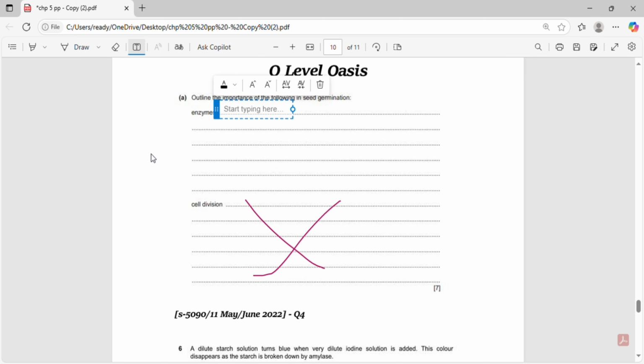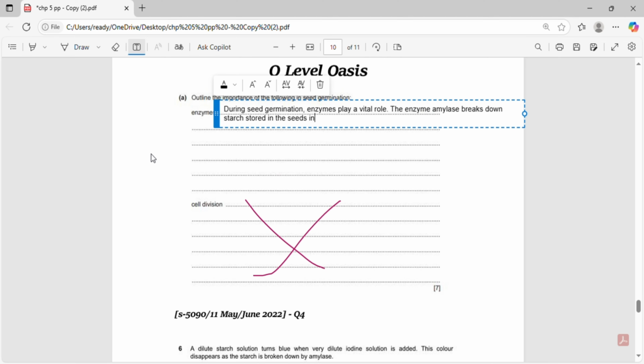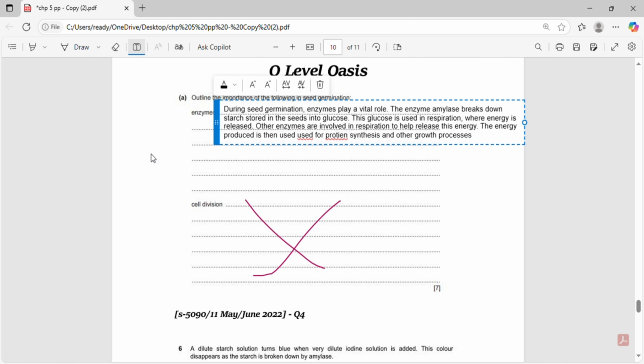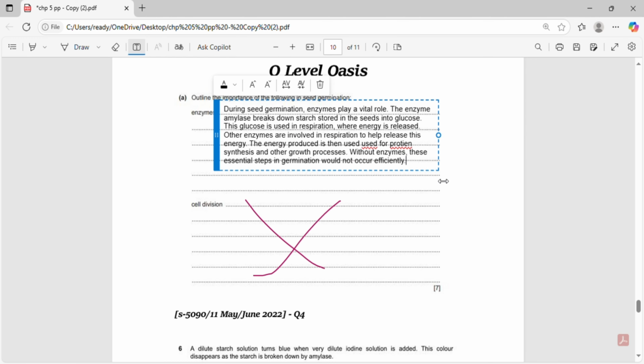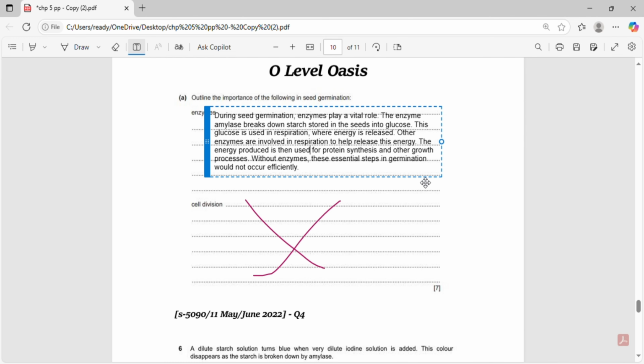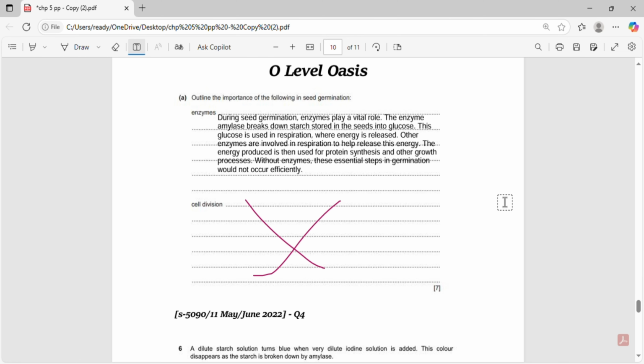So, we will simply write, during seed germination, enzymes play a vital role. The enzyme amylase breaks down starch stored in the seed into glucose. This glucose is used in respiration, where energy is released. Other enzymes are involved in respiration to help release this energy. The energy produced is then used for protein synthesis and other growth processes. Without enzymes, these essential steps in germination would not occur efficiently. That's a complete explanation that clearly shows how enzymes are essential at every step during seed germination.